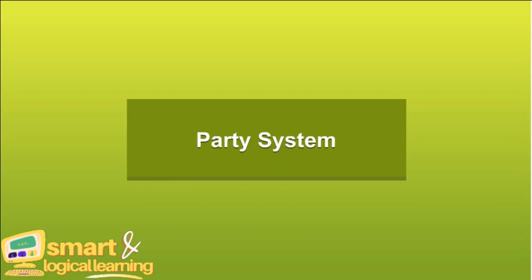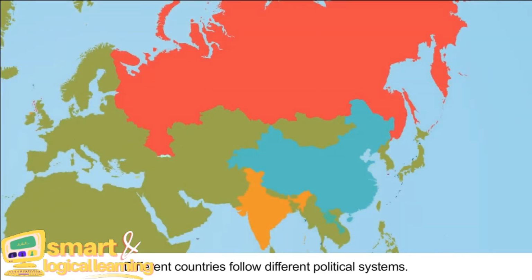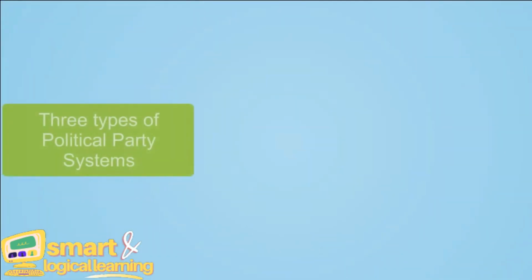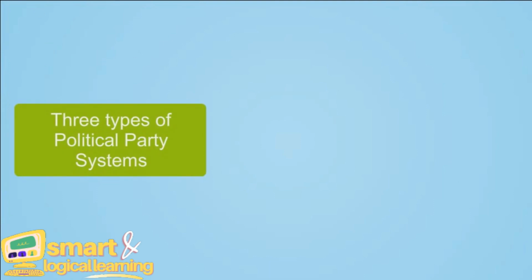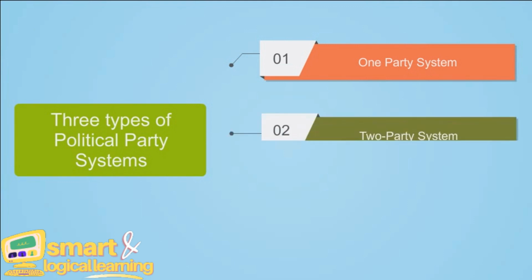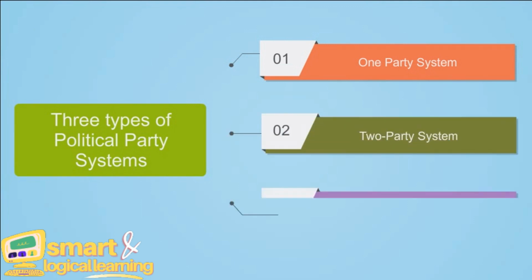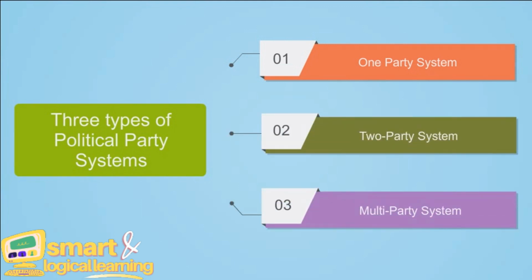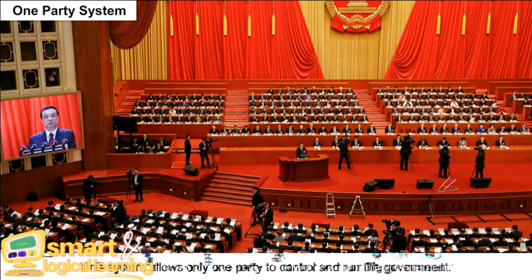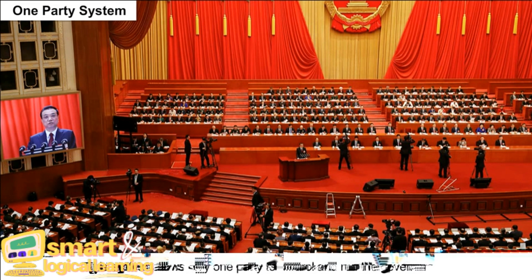Party system. Different countries follow different political systems. There are three types of political party systems, namely, one-party system, two-party system, and multi-party system. One-party system: this system allows only one party to control and run the government. Example, China.